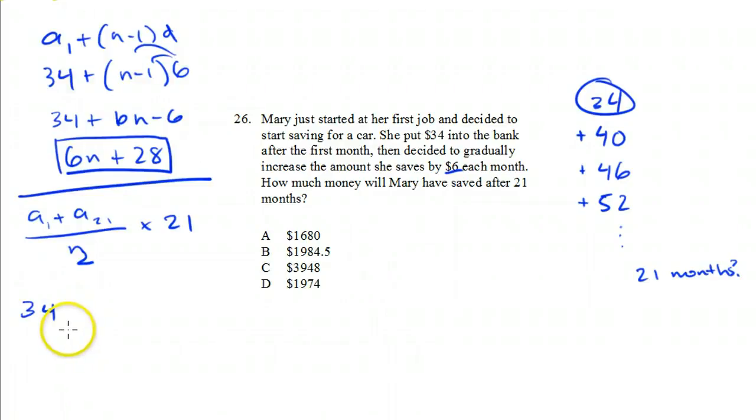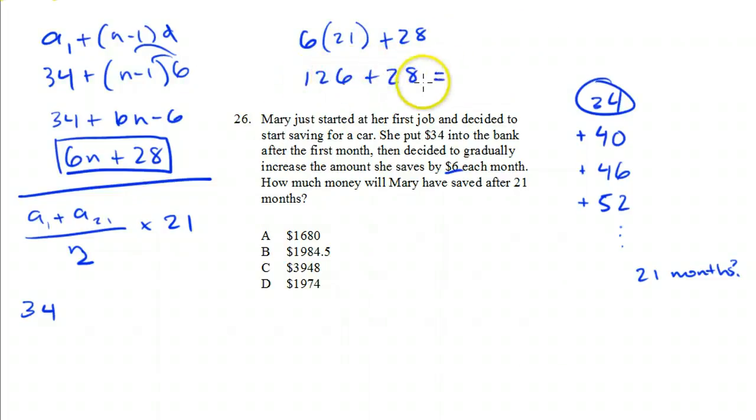What's our last term? Well, this is why we need the rule. I can find my last term. I can plug in 21 and get that last term. So this is 6 times 21 plus 28. Let's work this out a little bit. That's going to be 126 plus 28, which is 154. So this is our 21st term. This is our last term. So I'm going to plug that in there.